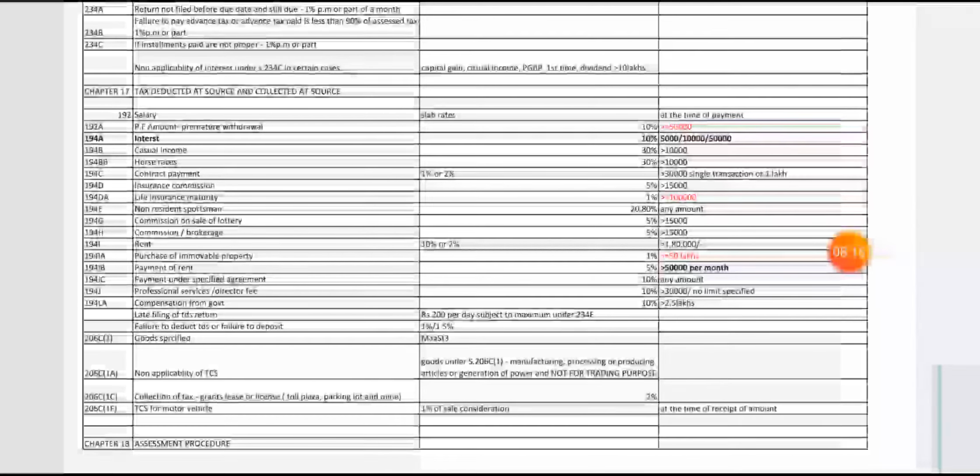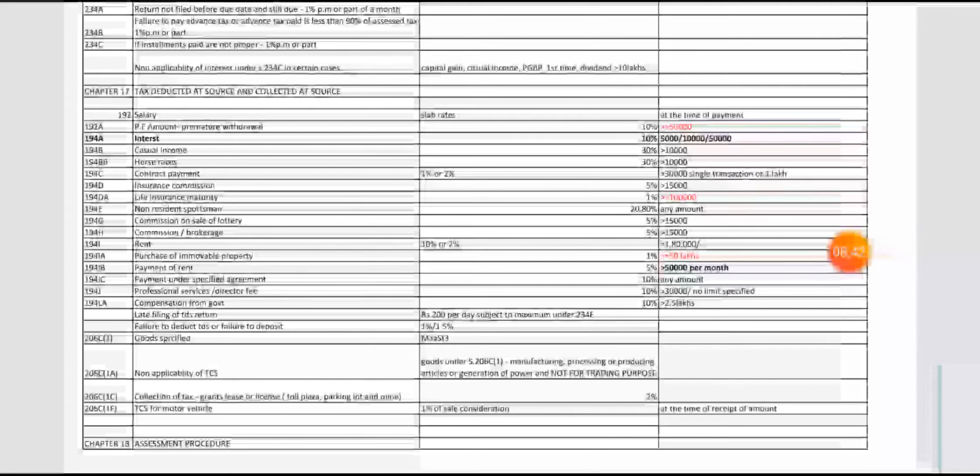194D talks about insurance commission. Insurance commission, the percentage is 5% and the limit is greater than 15,000. 194DA talks about life insurance maturity. So this is a lump sum amount which you are taking. The amount is 1%. It should be greater than or equal to 1 lakh. So this is second place where equal to is coming. First place is PF amount. Second place is life insurance maturity. So that is also premature thing. This is also on maturity.